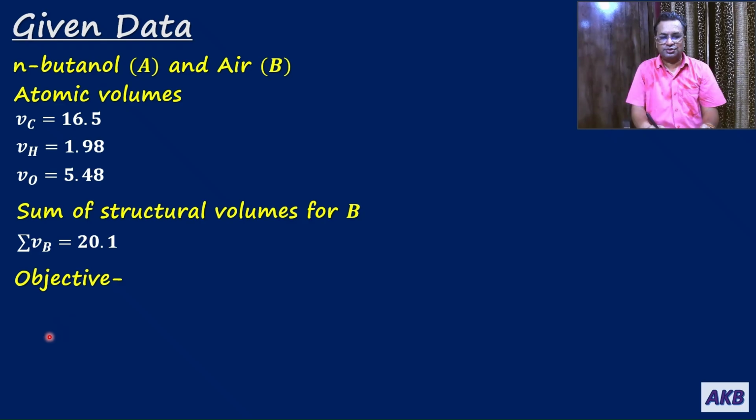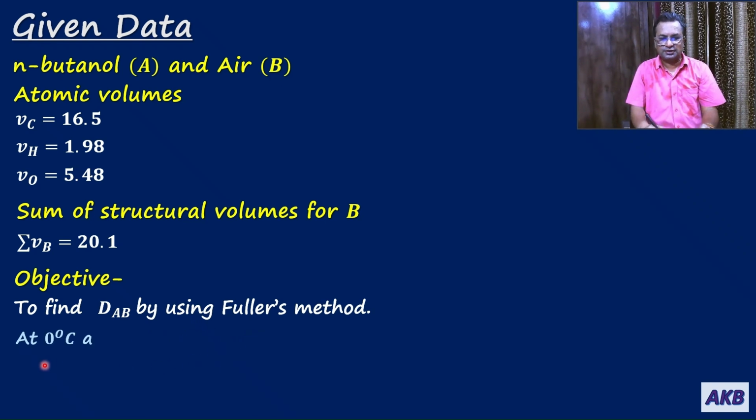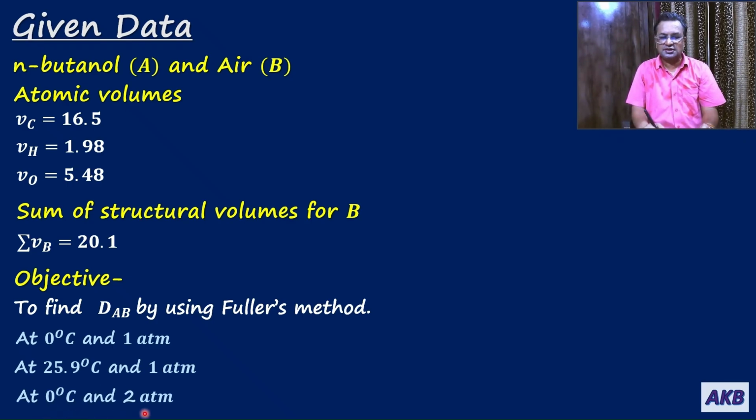And then what is the objective? The objective is to find DAB, that is the diffusion coefficient, by using Fuller's method at 0 degrees Celsius and 1 atmosphere, at 25.9 degrees Celsius and 1 atmosphere, and then at 0 degrees Celsius and 2 atmosphere. Now let us solve this numerical.